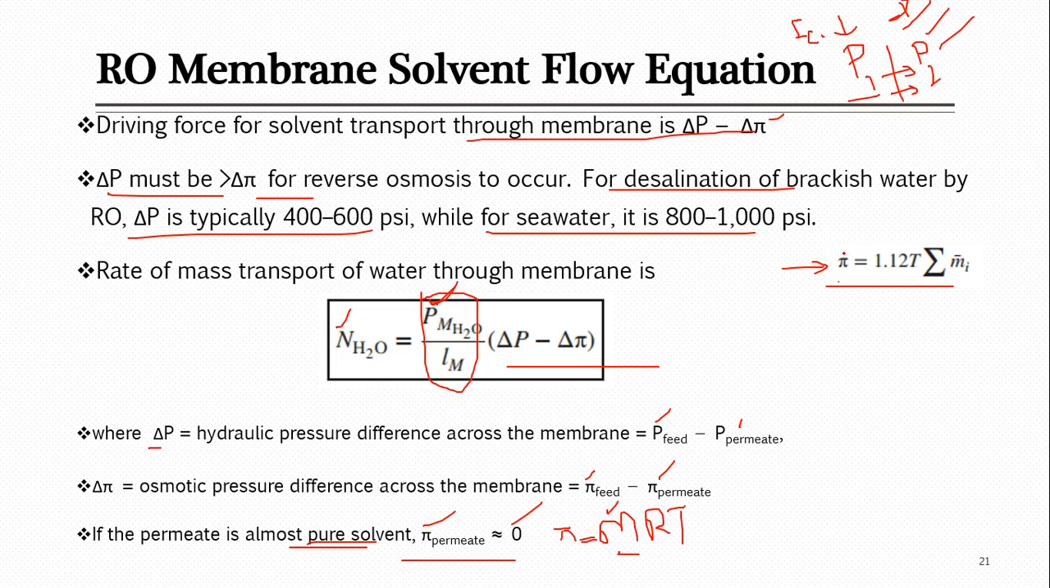As well, you can use this same equation for the permeate side as well as for the feed side. So that's equal to 1.12 T into the summation of molarity of all components. Suppose there is one component, for example water contains only NaCl, so it will be only the molarity of that NaCl.